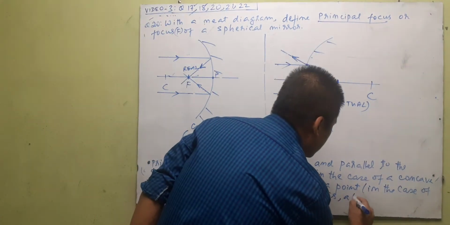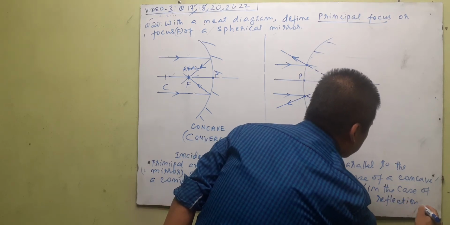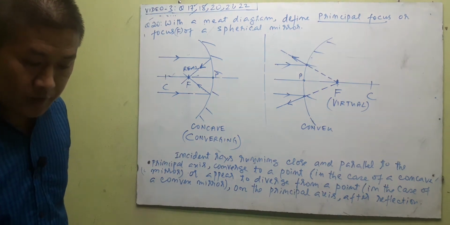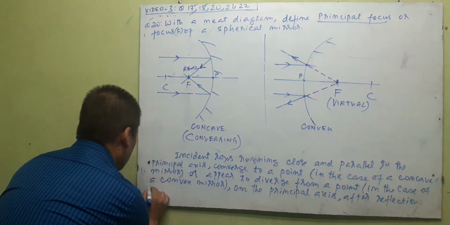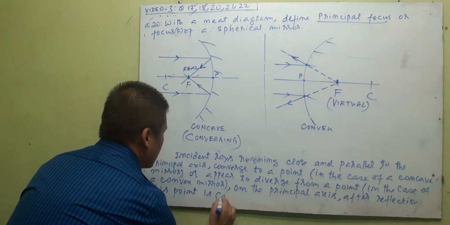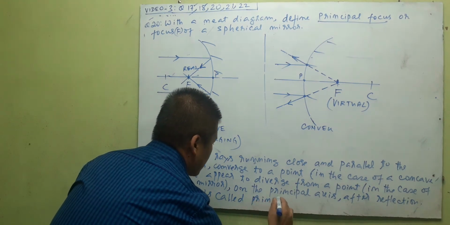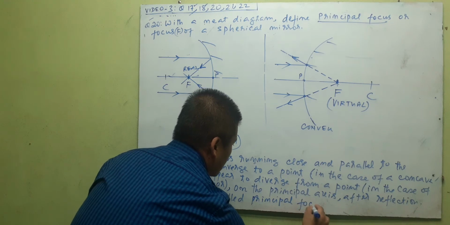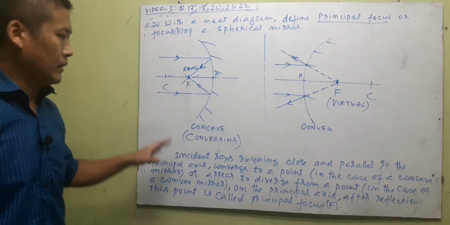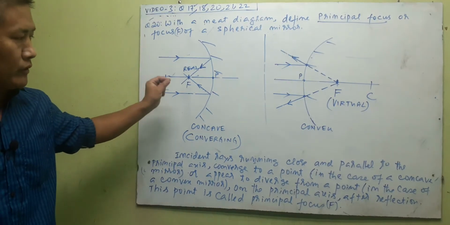After what? This happens after reflection of the parallel rays. After reflection. Full stop. This point is called principal focus. This point is called principal focus, denoted by capital F, or focus, you can say like that. So that is the definition for principal focus. It is a point on the principal axis.